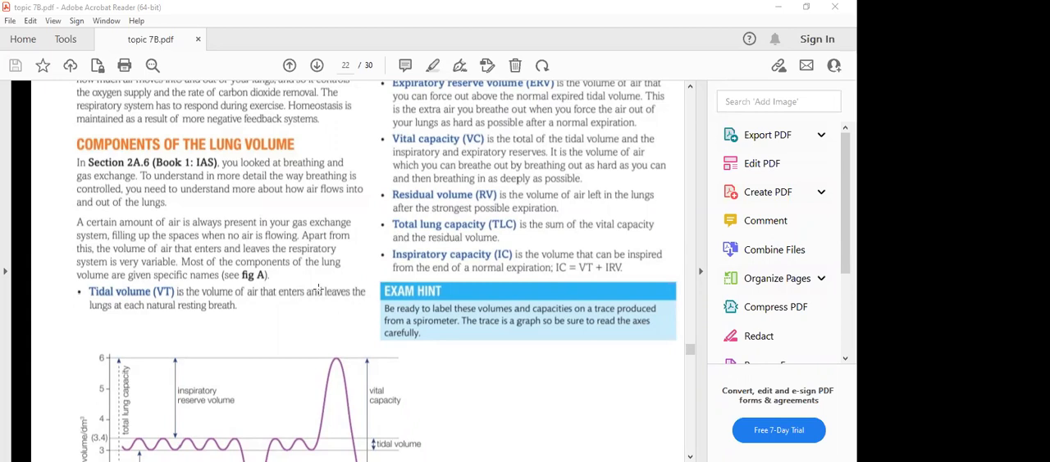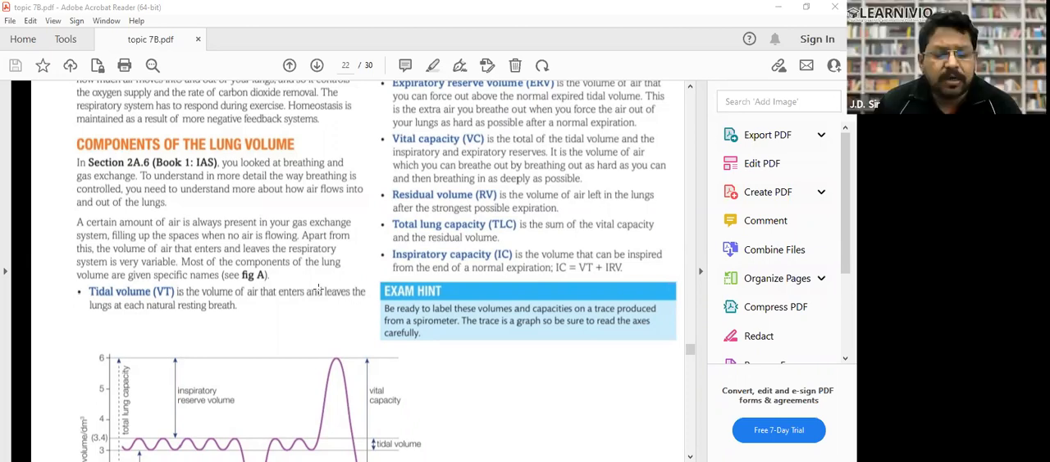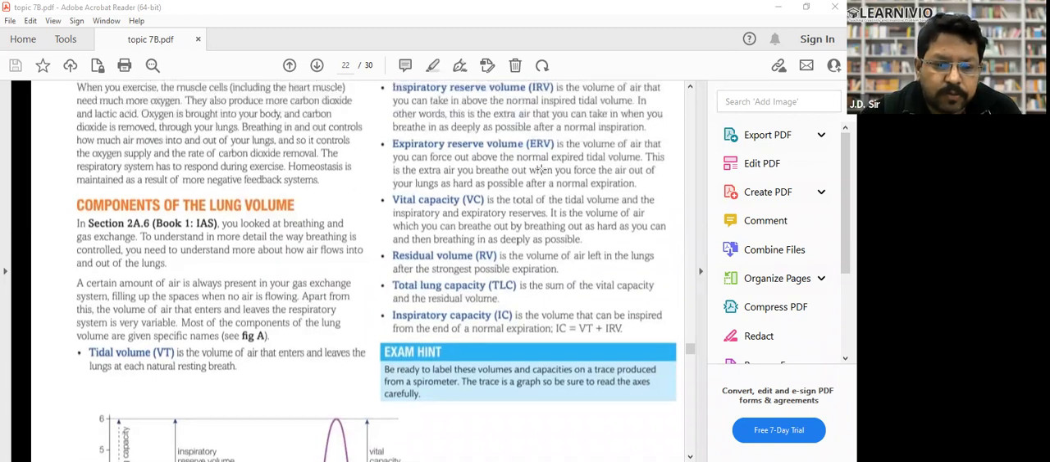So the amount of gas that leaves our body is the same as the amount that entered, in a healthy person, right? Okay. So it is written wrong. Tidal volume is not VT, it's TV, right? TV is tidal volume.